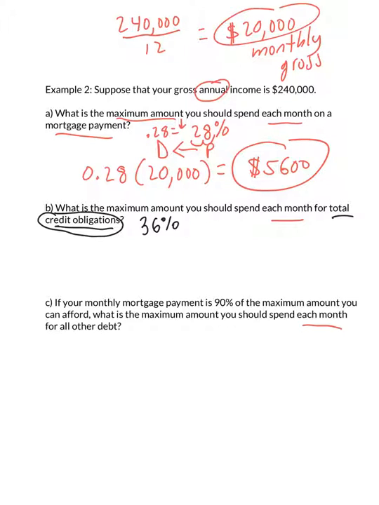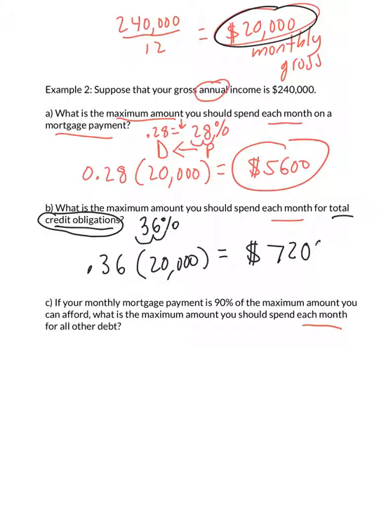I'm going to convert that to a decimal. So moving the decimal point 2 hops to the left, it's really 0.36 of, meaning times again, the monthly gross, again was 20,000. So we do 0.36 times 20,000. You should be getting 7,200. So whoever's making that gross should spend no more than 36% on total monthly debt, which for them is $7,200 maximum each month.